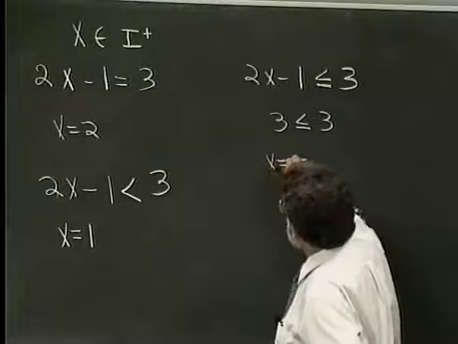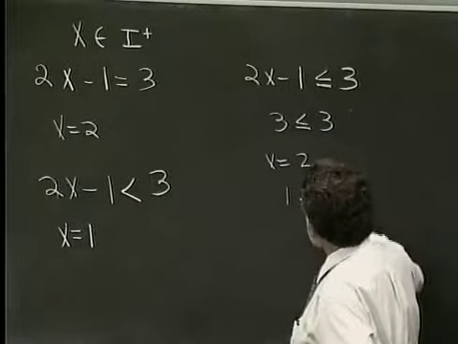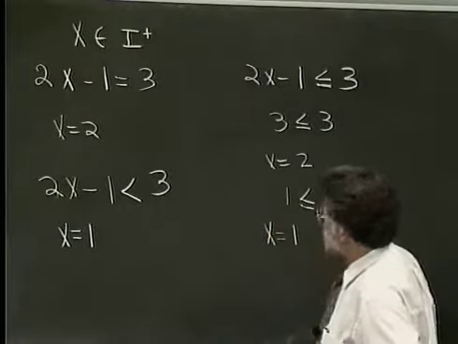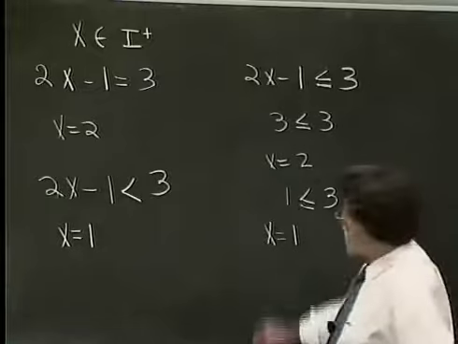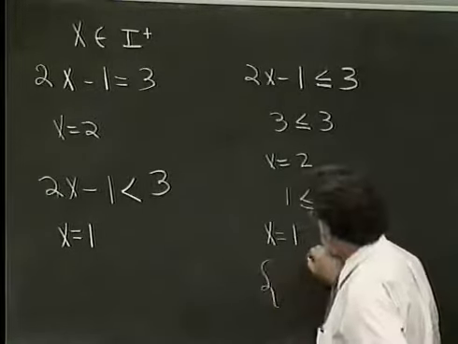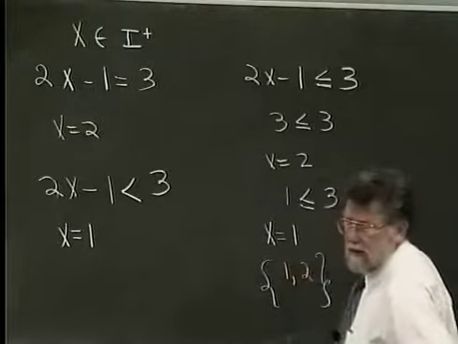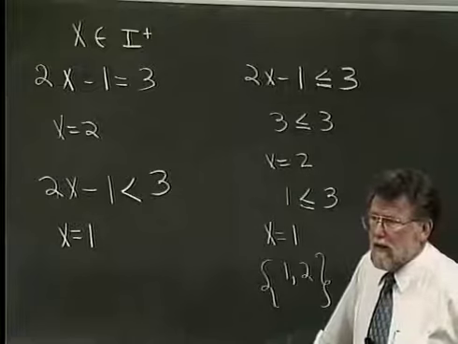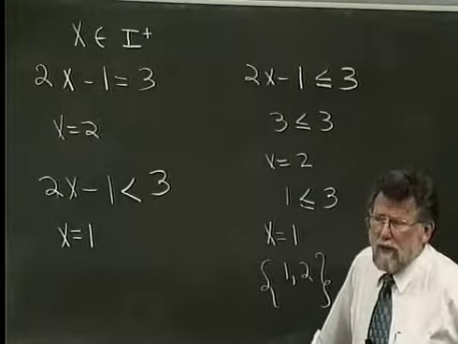So x equals 2 is a solution. And because 1 is less than or equal to 3, x equals 1 was a solution. So now I have two solutions in this problem. We could indicate the solution set as two values, 1 and 2, a set being a collection of numbers. So this distinction between an equation and an inequality is rather important.